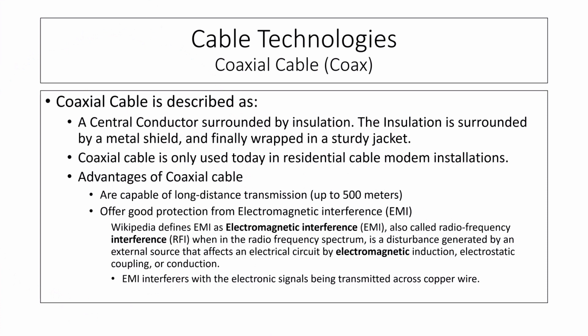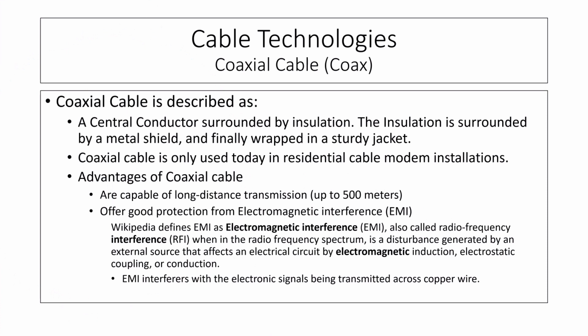That said, you may encounter this question on an exam somewhere, and it's a good idea to know what this is. The coaxial description is a central conductor surrounded by insulation. The insulation is surrounded by a metal shield, and it's all wrapped in a sturdy jacket. The advantage of coax is distance, again up to 500 meters. It offered very good protection against electromagnetic interference, or EMI.